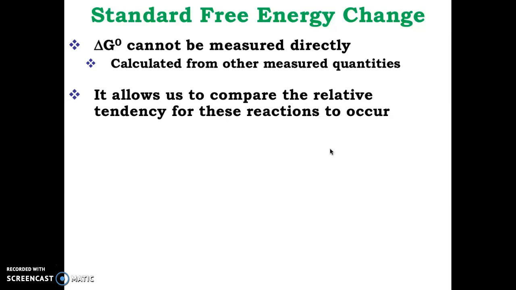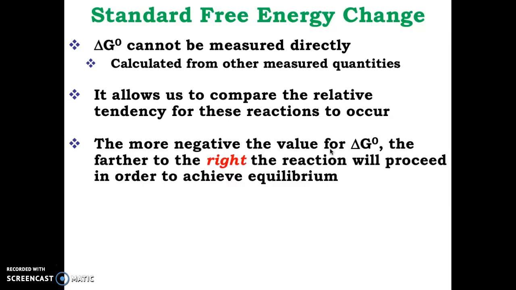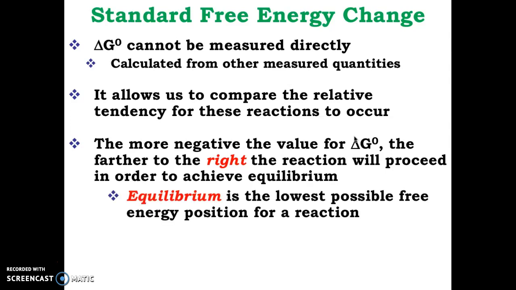So it allows us to compare the relative tendencies for these reactions to occur, remembering that if it's negative, it happens spontaneously. So the more negative the value for delta G, the farther the reaction will proceed to the right in the forward direction. If delta G is positive, it's spontaneous in the reverse, left direction. So the more negative, the farther to the right the reaction will proceed to reach that equilibrium.